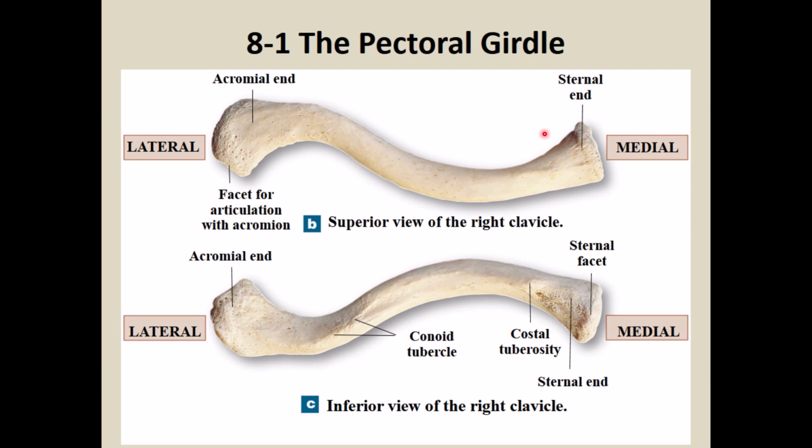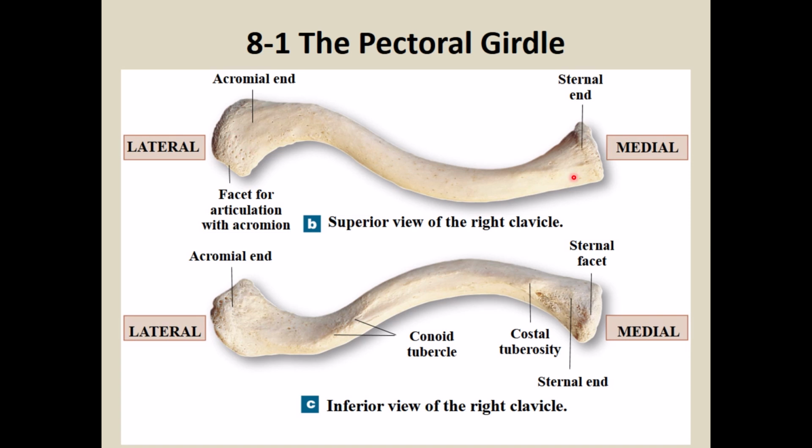The clavicle is an S-shaped bone. It has a medial end, and it has a lateral end. The medial end is called the sternal end because it articulates with the sternum, and it is sharper. And the lateral side is called the acromial end, is flatter, and it articulates with the acromion of the scapula.